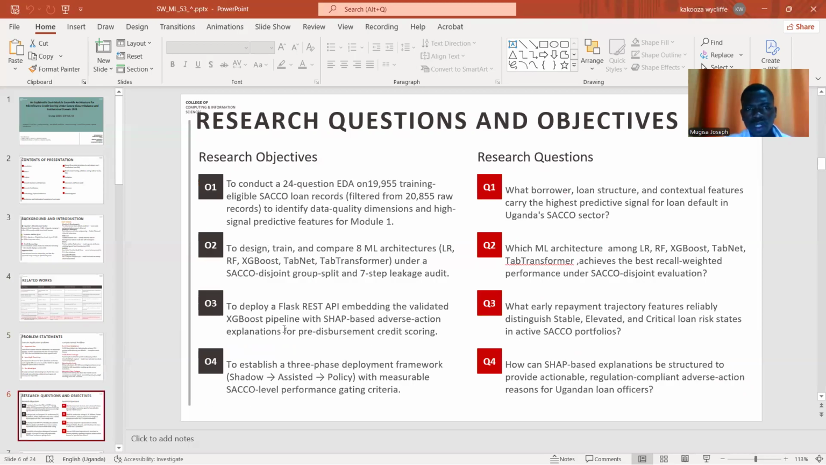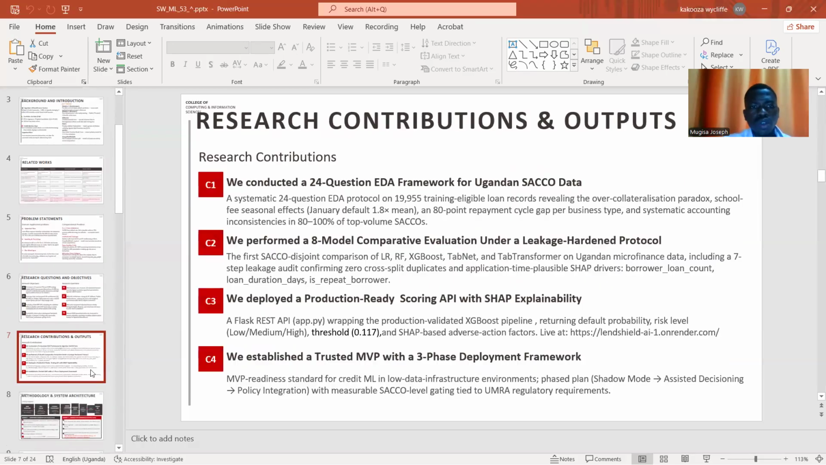We had several objectives: carrying out exploratory data analysis driven by the question framework, then designing, training, and evaluating 8 machine learning model architectures, and of course deploying the model for availability. We also had questions we aimed at answering in our research. Fulfilling those objectives rolled out into our contributions in this particular project.